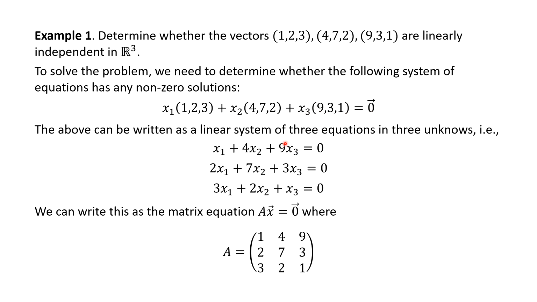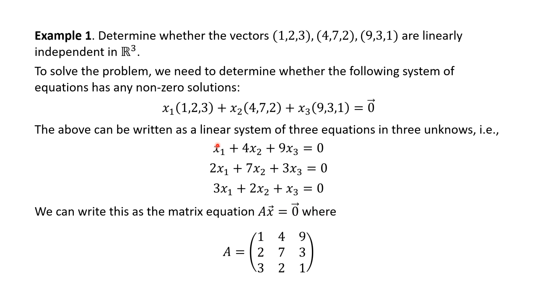So the way we do that is we write this out. We have x1 times 1 plus x2 times 4 plus x3 times 9 equals 0. And then we go to the second components here. We get this equation, and then the third component, we get this equation here. So we can write this as a matrix equation, AX equals 0.